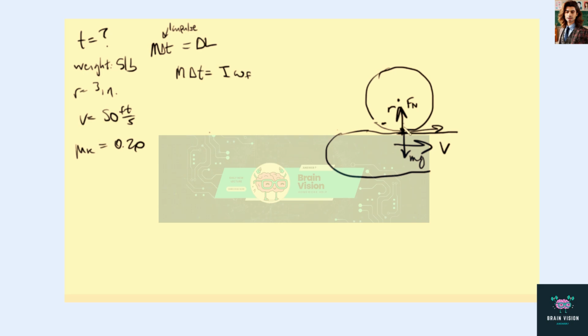M, the moment, is going to be the kinetic frictional force, Fk, times the lever arm, which is in this case the radius. So we have Fk times r times change in t is equal to, in this case, since we have a uniform solid disk, the moment of inertia given by 1/2 mr squared. We also know that omega is equal to v over r, since the final speed of the disk is going to match the speed of the belt, which is 50 feet per second.